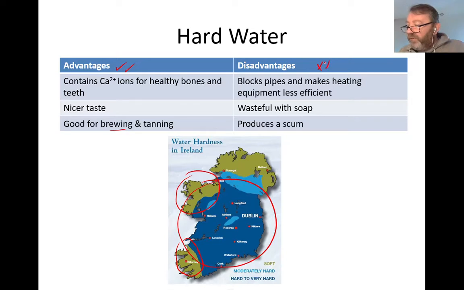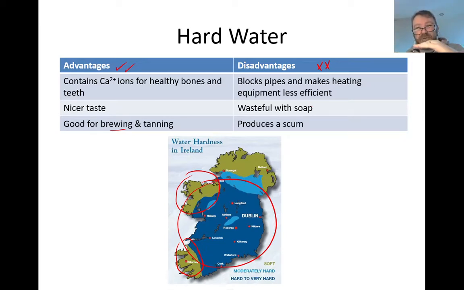What are its disadvantages? Well, its disadvantages are obvious. First of all, it blocks pipes and makes heating equipment less efficient. It's wasteful with soap, because don't forget the first couple of minutes the soap is trying to take the calcium out instead of forming a lather. It's only when all the calcium is gone that the soap begins to bubble up. So it's wasteful.